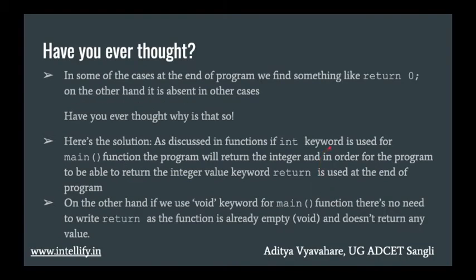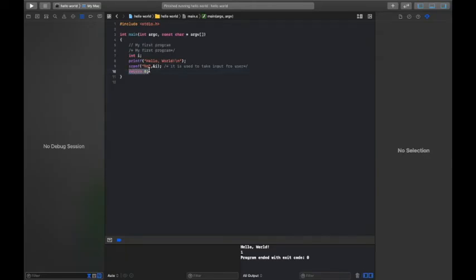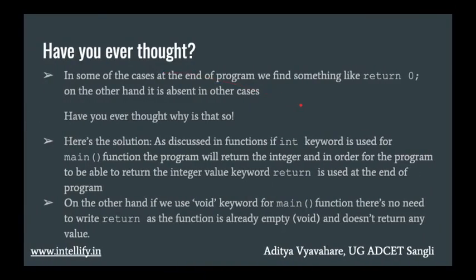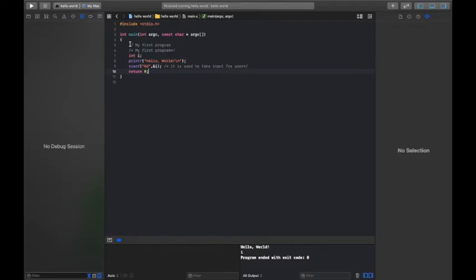Now, have you ever thought about this return 0? Why is this return 0 here? What is the function of return 0? As we discussed earlier in functions, if the main function is prefixed by int, the program returns a value back. For returning the value, the keyword return is used. Why 0? As I said earlier, if the program runs successfully, it will return the 0 value, and if it does not run successfully, it will return a non-zero value.